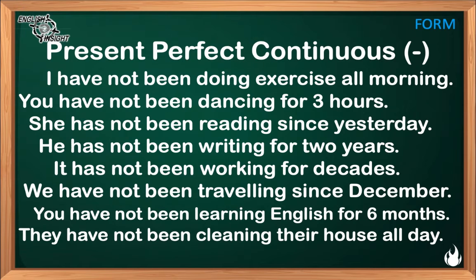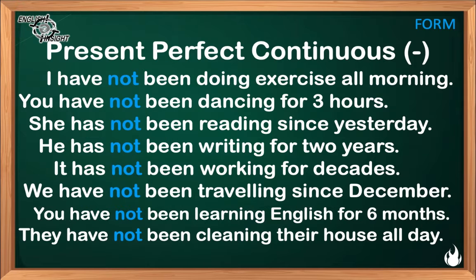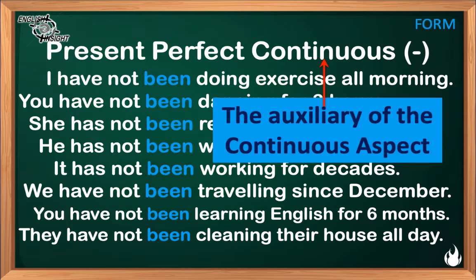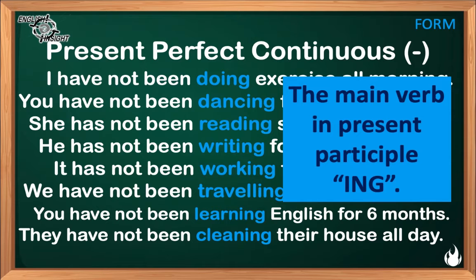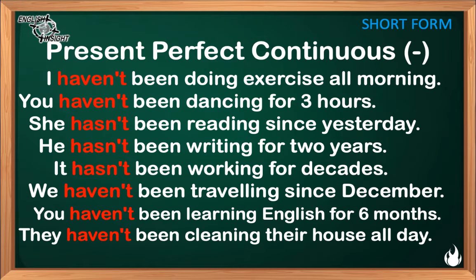Here we have a collection of expressions, and the first element is the subject. Then we have the auxiliary have or has for the perfect aspect. Then the word not so as to negate the action. The auxiliary been for the continuous aspect, the main verb in present participle, ing, and the rest of the sentence, including time expressions, so as to highlight the quantity of time. It is also possible to use the short form in negative with the auxiliary haven't or hasn't.